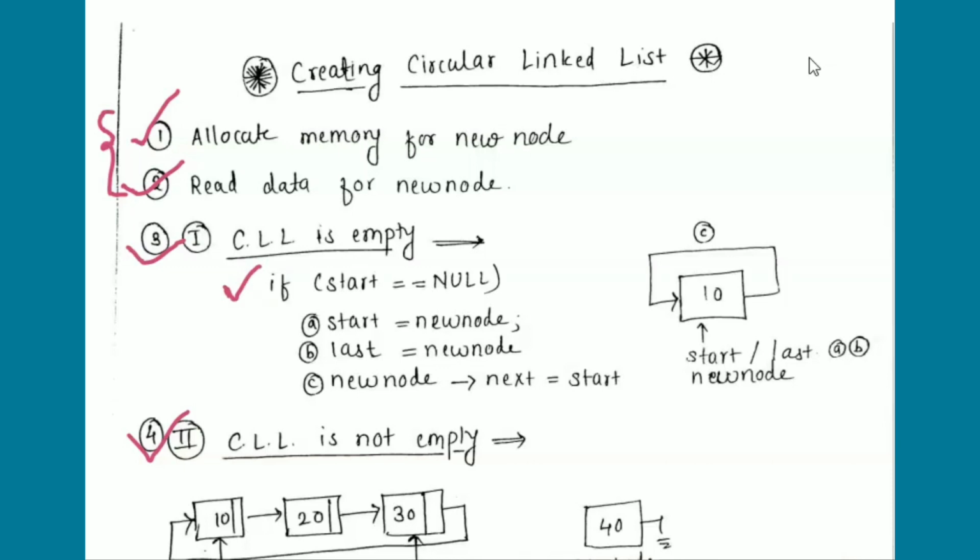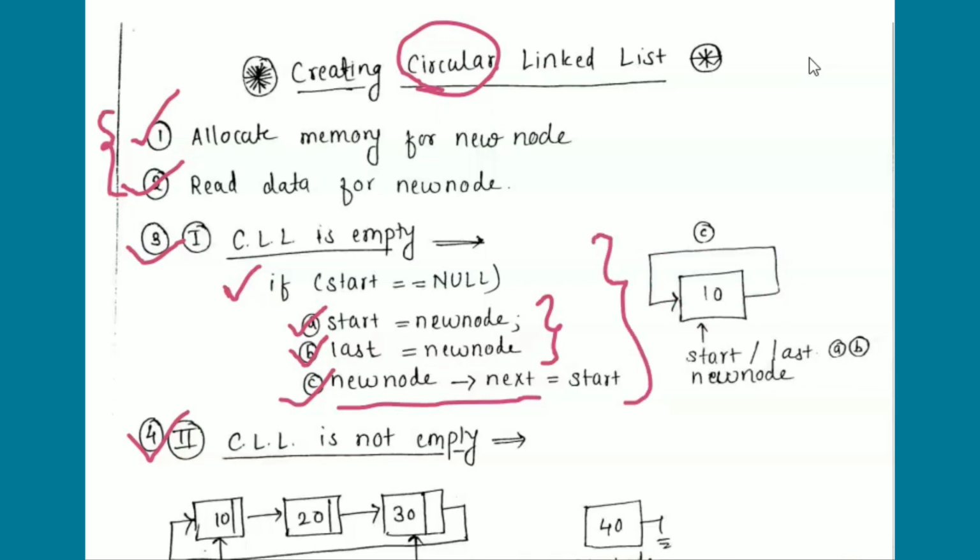In that case, whatever new node you are going to add into the linked list is the first node of your linked list. Also, it is the last node of your linked list. So in that case, we need to set the start as well as last with the value of the new node. And we are talking about a circular linked list, so your last node's next is always connected to the first node. For that, we use the statement new node next is equal to start. So this is the way to add the first node into our circular linked list.